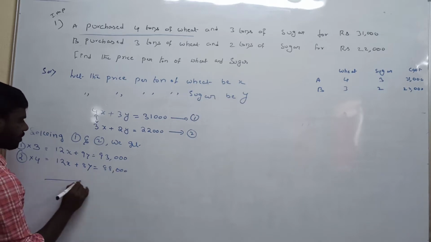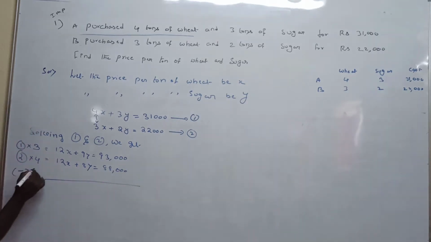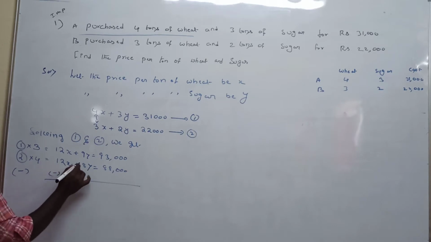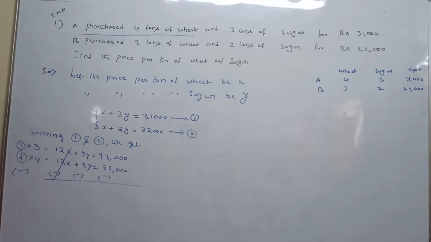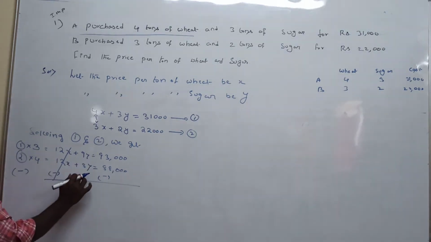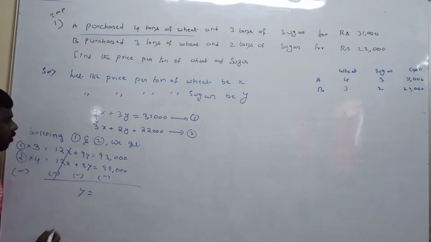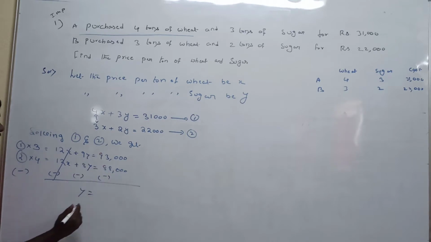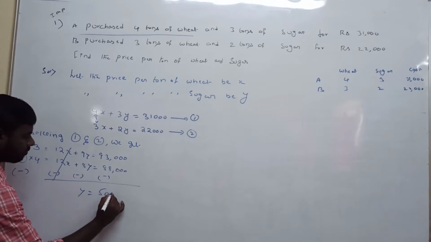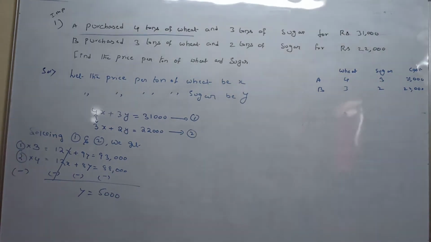So now subtracting, the sign will be changed. Plus will be there, change to minus; here plus is there, change to minus; here plus will be there, change to minus. Plus 12x minus 12x get cancelled. Plus 9y minus 8y is plus y, is equal to 93,000 minus 88,000. How much are we getting? 5,000.